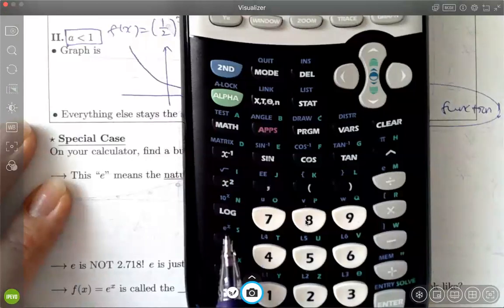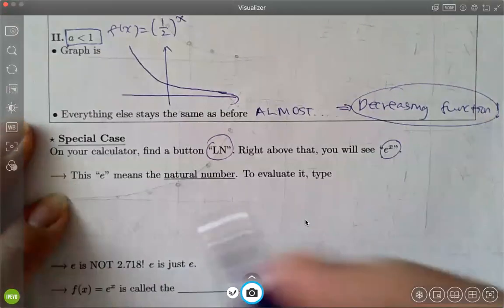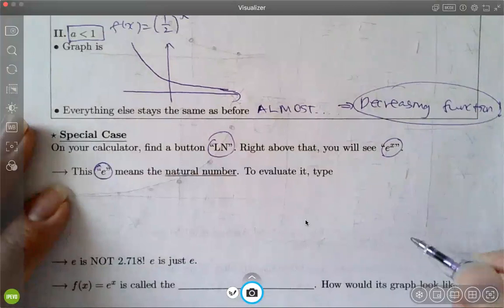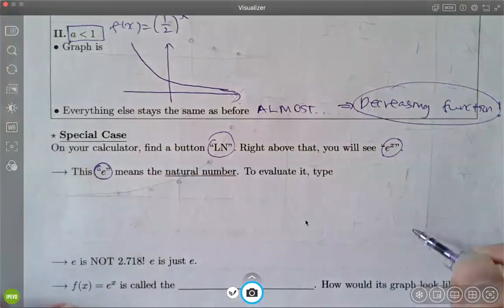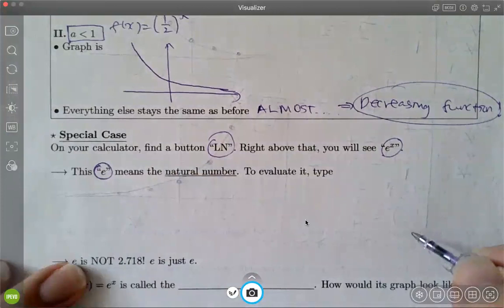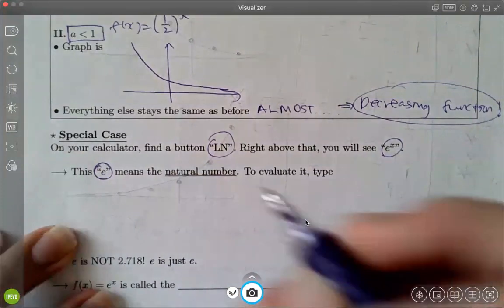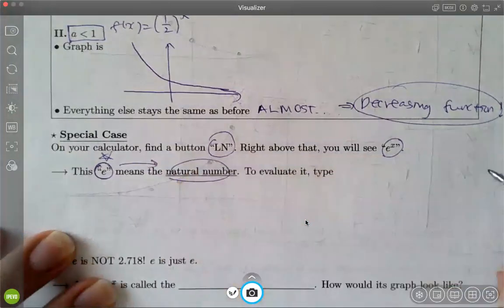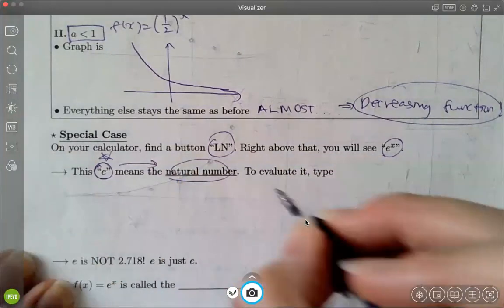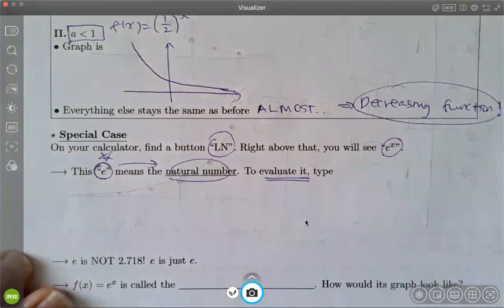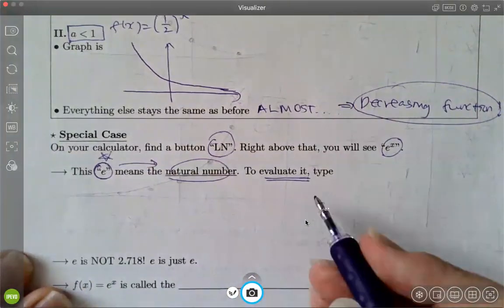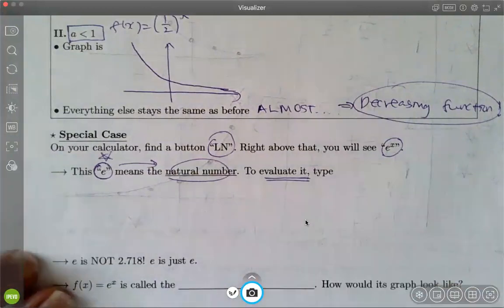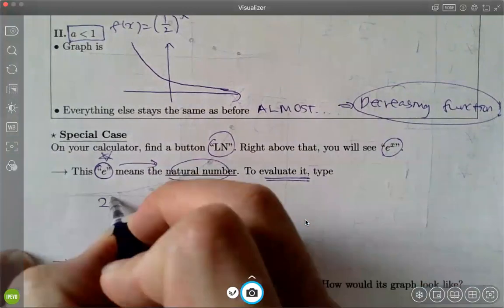Okay, now what does that e represent? So e is not the 5th letter in the alphabet. I mean, it is the case, but not in math. E means the natural number. That's just the name. Now, how do you look at this e? So first of all, you have to turn on your calculator. That's obvious, duh. And then you have to type second ln.